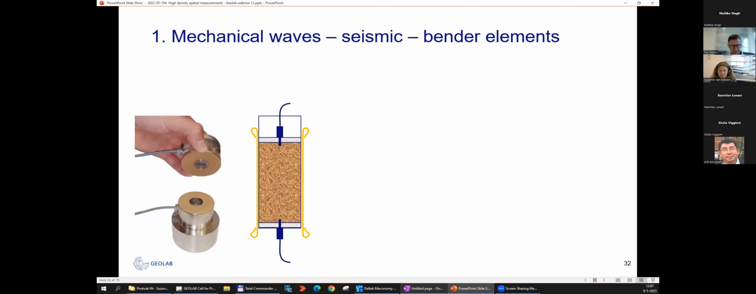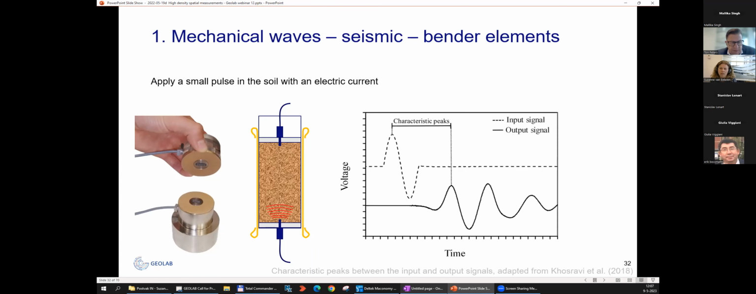Here we see two Bender elements in the hand of this person, and the application of it in a triaxial test apparatus. And then the Bender element at one side applies a small pulse in the soil with an electric current. So it is a mechanical wave induced by an electric current. And then on the other side, the Bender element feels what happens. And then what we measure is the velocity of the wave and the amplitude of the wave. And here we see the difference in time between the peak of sending and the peak of receiving, the input and the output signal, and this gives the velocity of the wave.